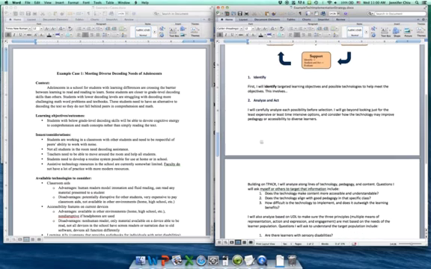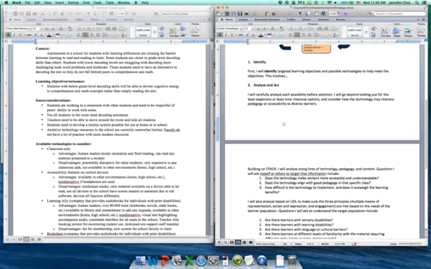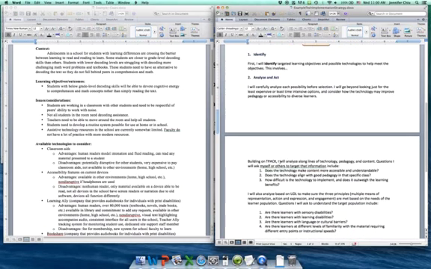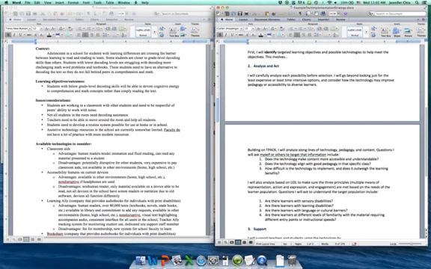So for analyze and act, I said here, I will carefully analyze each possibility before selection. I will go beyond looking just for the least expensive or least time and consider how the technology may improve pedagogy or accessibility to diverse learners. So building on TPACK, I will analyze along the lines of technology, pedagogy, and content. Questions I'll ask myself and others include, does the technology make content more accessible and understandable?